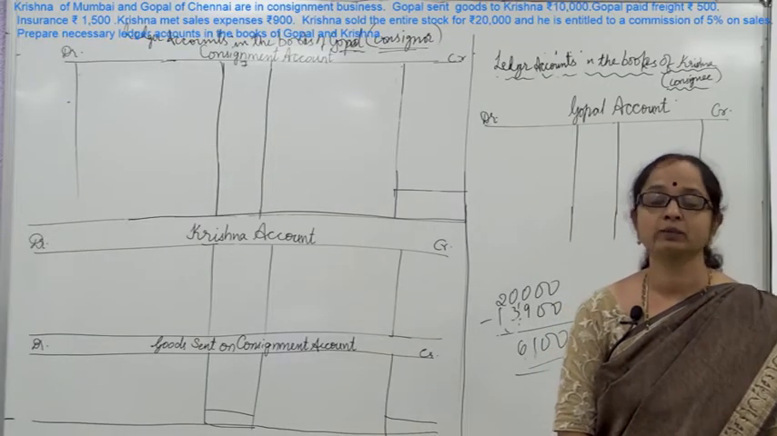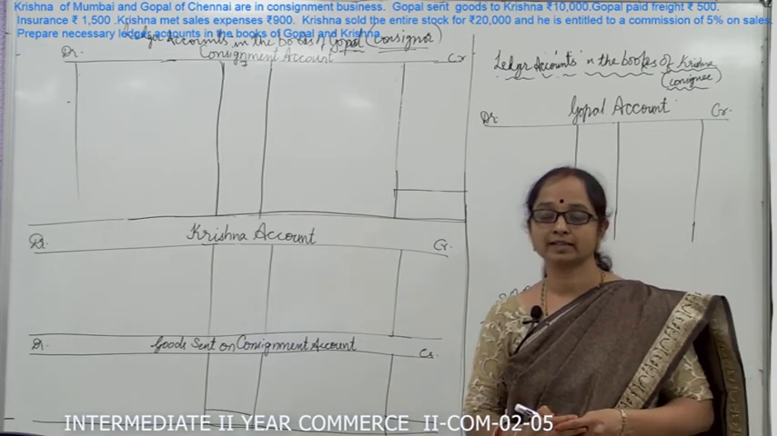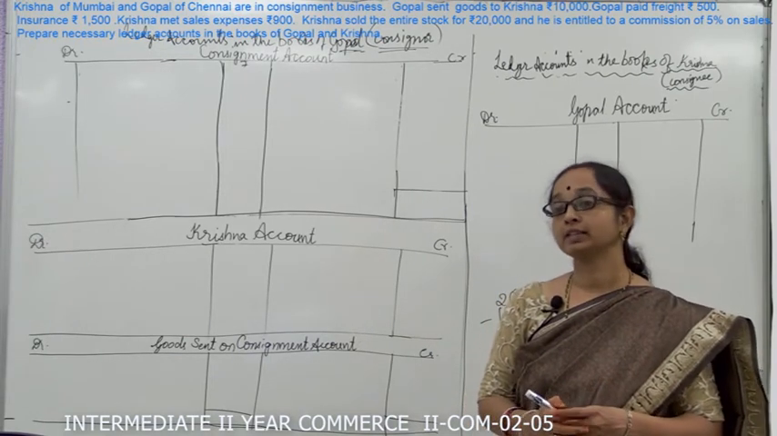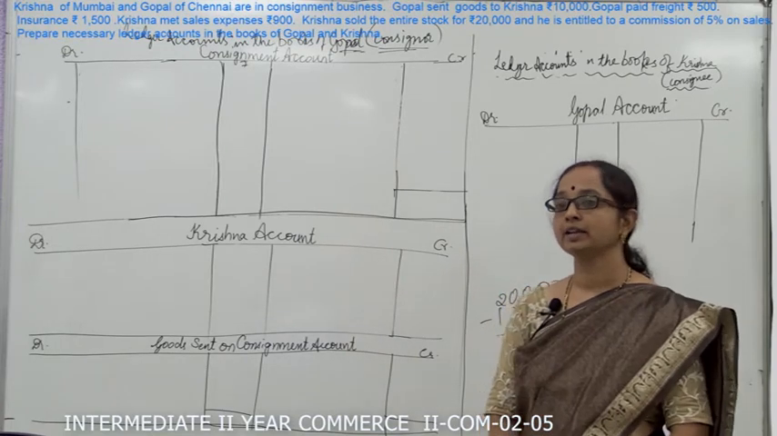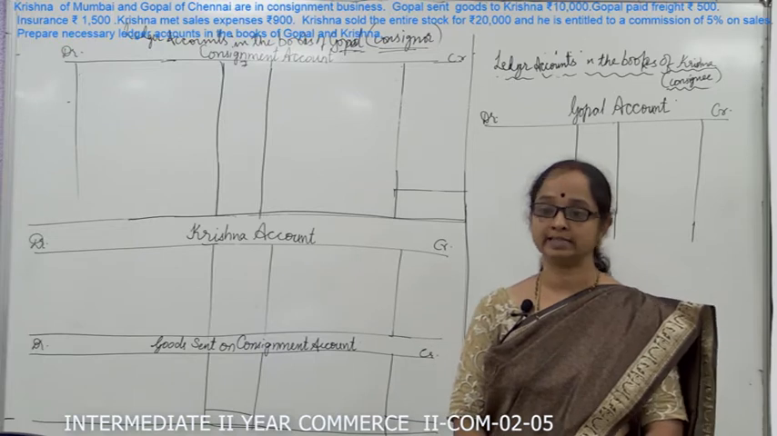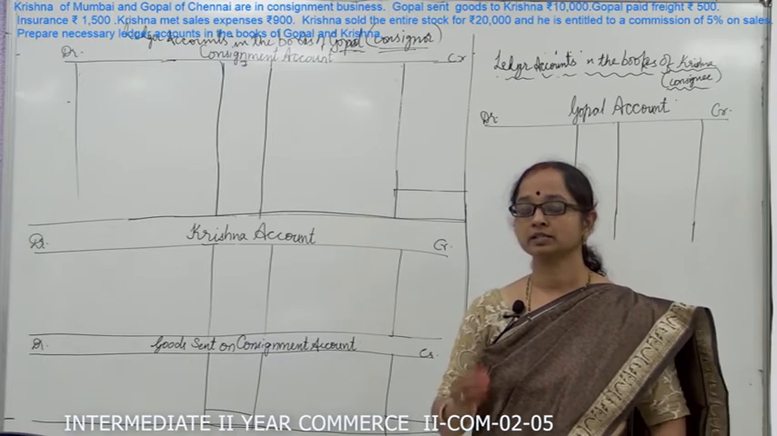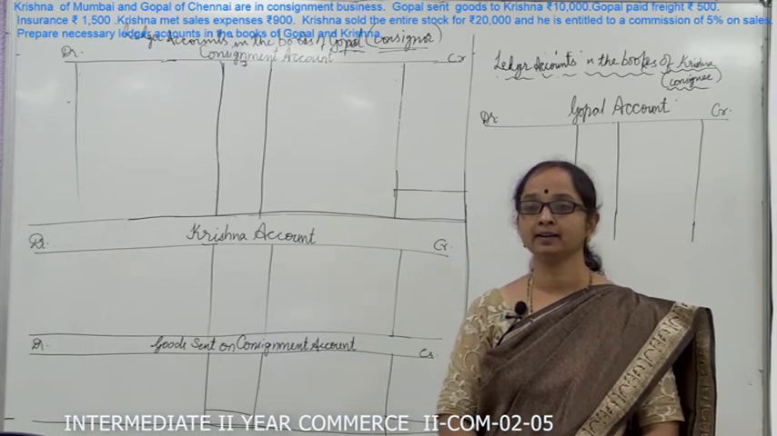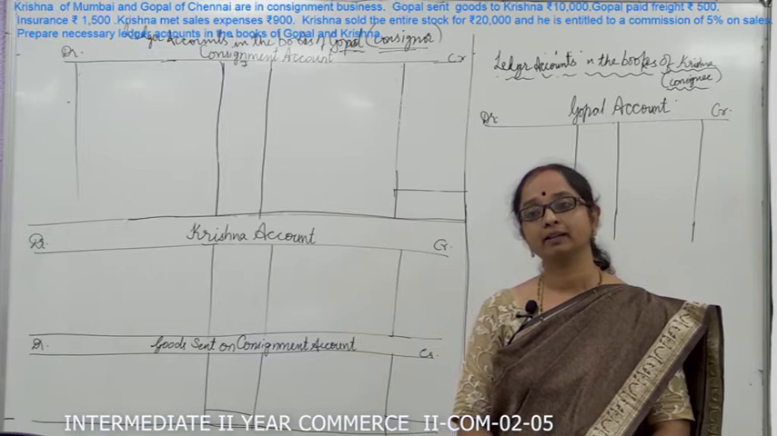Now we are ready with these three formats. That is one in the books of consignor, and the other three in the books of consignor, and one in the books of consignee. Now let's get into how to record these transactions in these books. Just refresh your mind regarding the journal entries that we have learned. Depending on that, we will be writing.